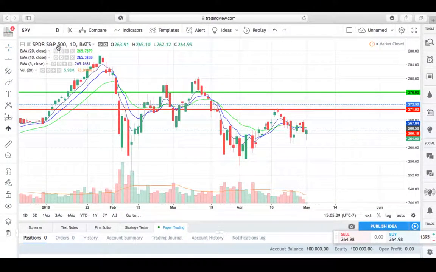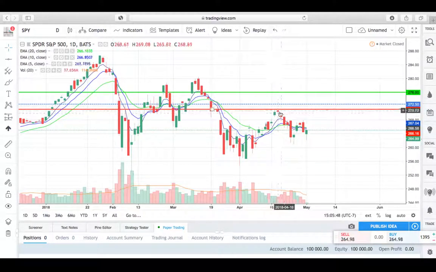So this is the SPY. I like to use it. It's a popular ETF. If you don't know, it's the ETF for the S&P 500. So you can see right here, this is TradingView. It's a free charting software. We'll put a link for it down in the description of the video below. But this is what a bear call spread would look like.